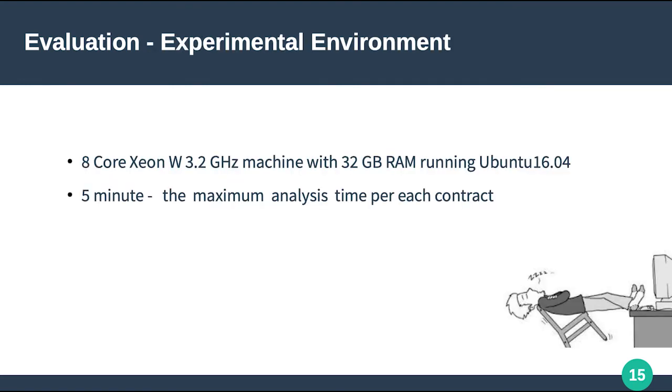Regarding our analysis environment, we ran the experiments on an 8-core Xeon W 3.2 gigahertz machine with 32 gigabytes of RAM running Ubuntu Linux. In order to avoid any potential deadlock, we dedicated only 5 minutes as the maximum analysis time. We yielded this number based on experiments with multiple configurations of ETHPLOIT on 1,000 arbitrary contracts to reach the maximum path coverage. This is how we came up with 5 minutes.